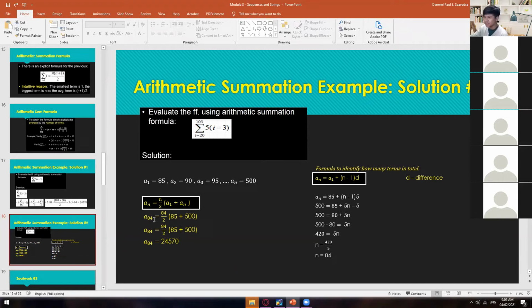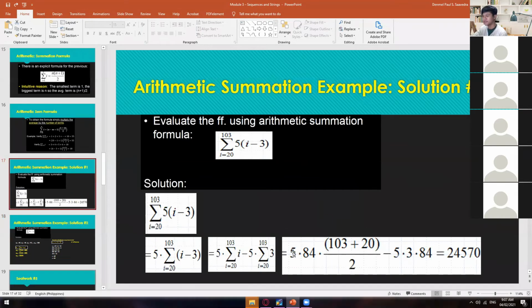Alright, so you have two ways. So it is either you simplify this formula or you can use those two formulas instead. Sir, pero pwede gamitin yung naunang formula. Yeah, you can use any of those two. So it is completely up to you. Okay, sir.